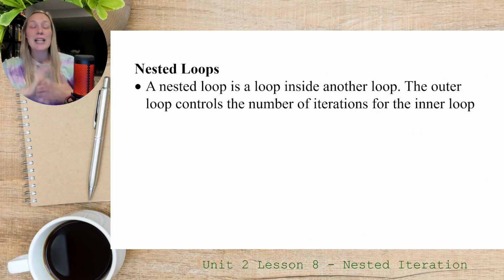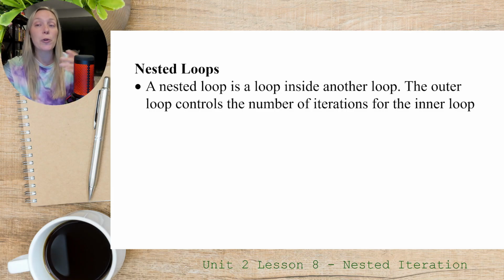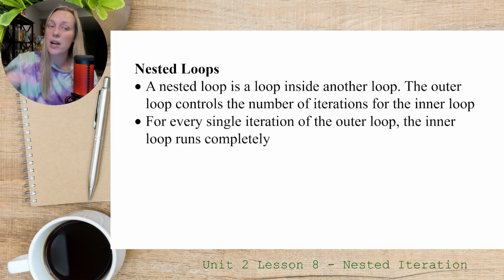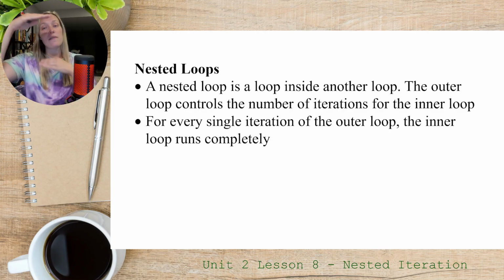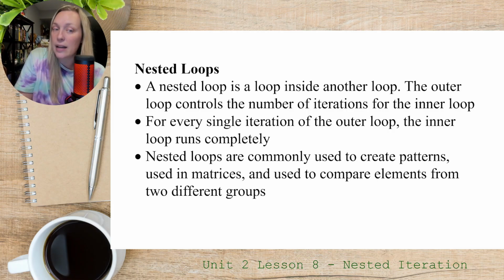Okay. So a nested loop or nested iteration is when we have a loop inside of another loop. The outer loop controls the number of iterations of the inner loop. So for every single run of the outer loop, the inner loop is actually going to run completely.